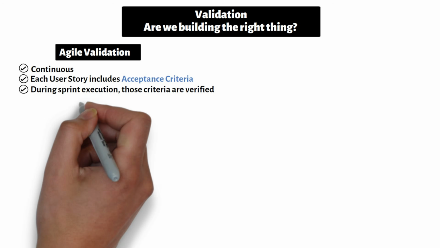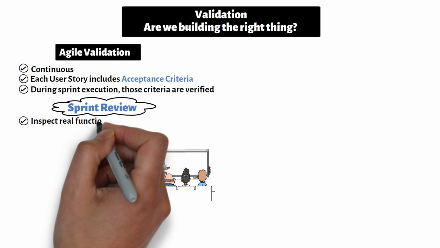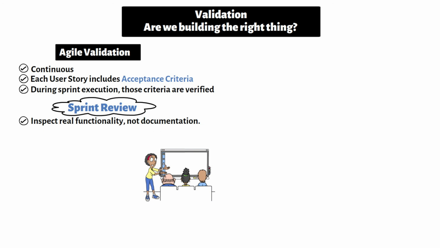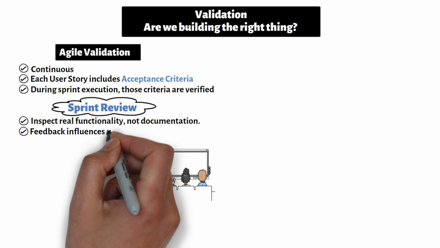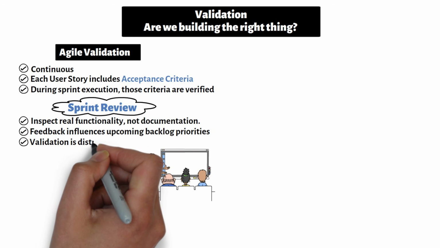At the end of each sprint, stakeholders participate in a sprint review. They inspect real functionality, not documentation. Feedback influences upcoming backlog priorities. Validation is distributed across time.